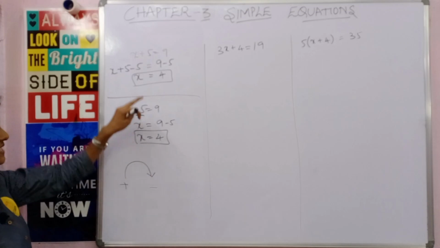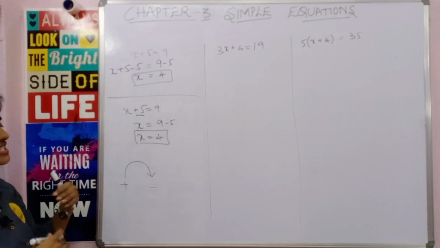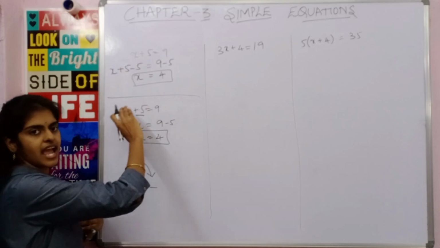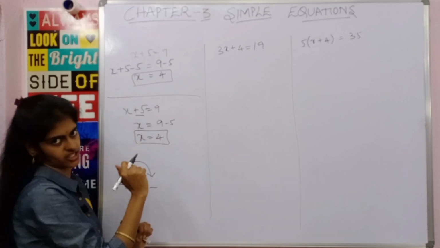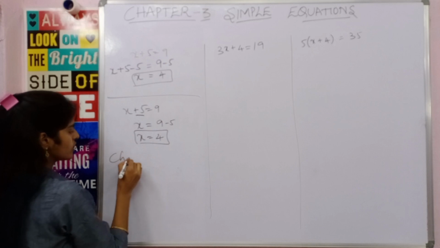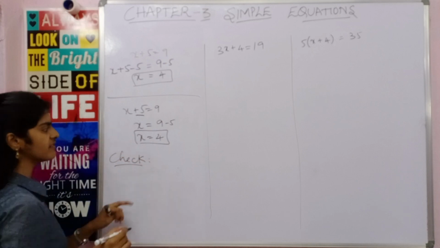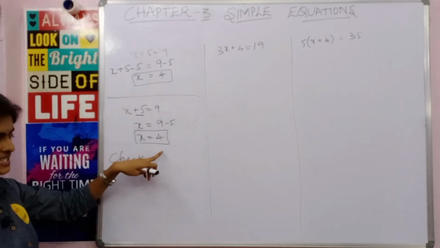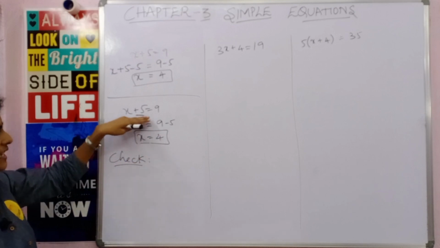So this is without transposing and this is with transposing. The 5 I am completely taking to RHS. Now let us check our result. How do you check it? Checking is nothing but substituting the value. You have got 4 in both the cases, so you will substitute this 4 in the given equation.